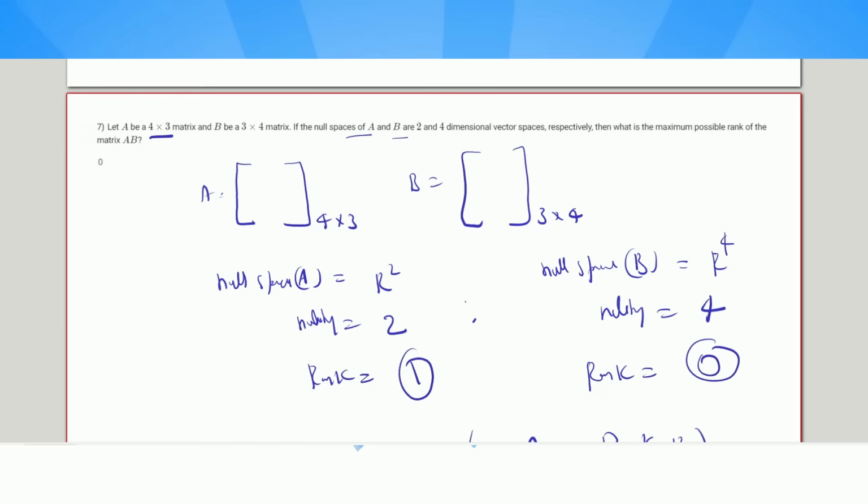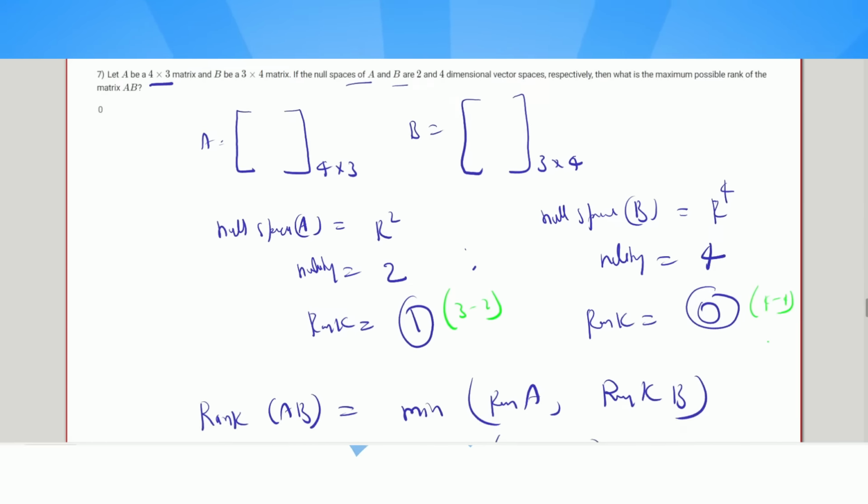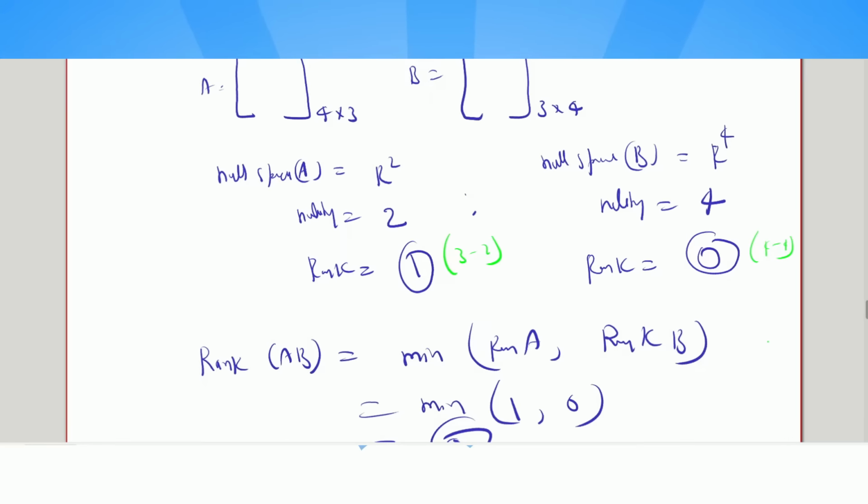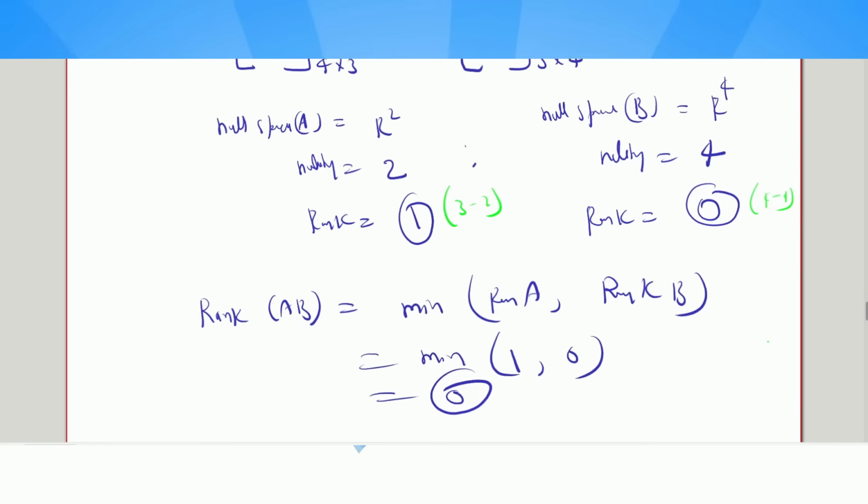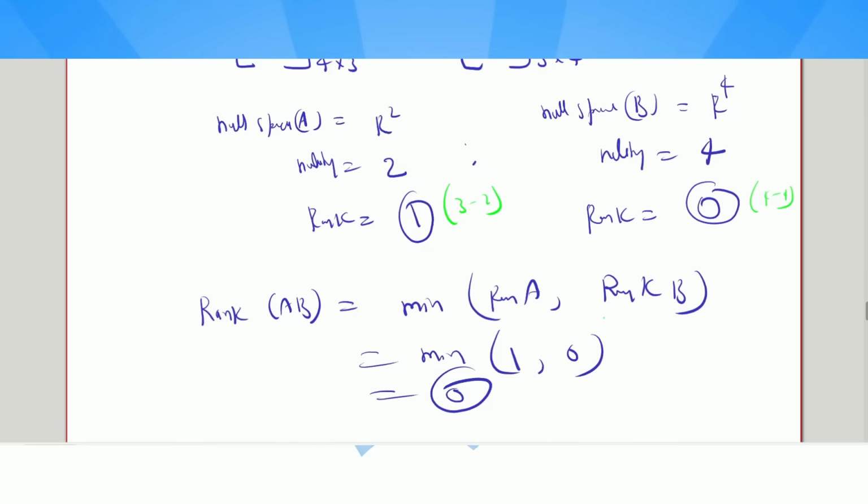This is 3 minus 2, because it's a 3-column matrix and nullity is 2, so rank will be 1. Here the nullity is 4, so rank will be 4 minus 4, it will be 0. So rank A is 1 and rank B is 0, and so we have to find the rank of AB. It is at most the minimum of rank A and rank B, and it is 0. So the answer will be 0. Okay. Next question.